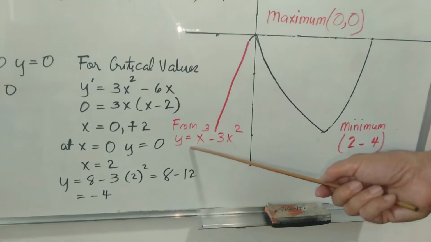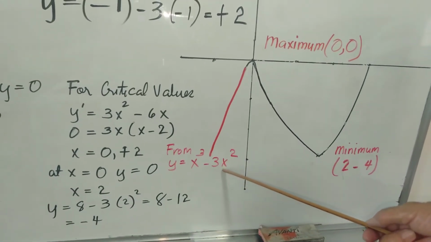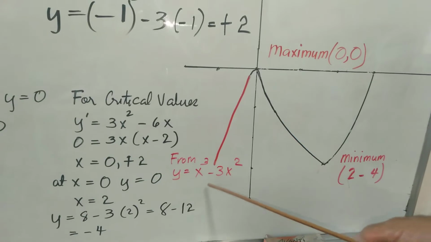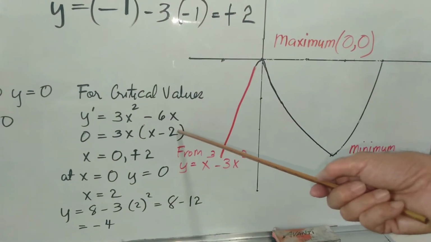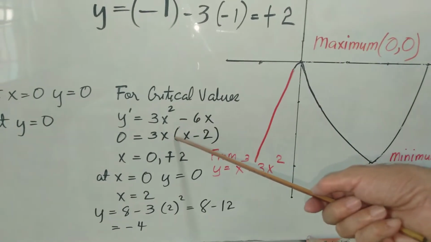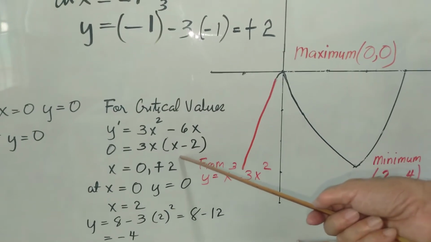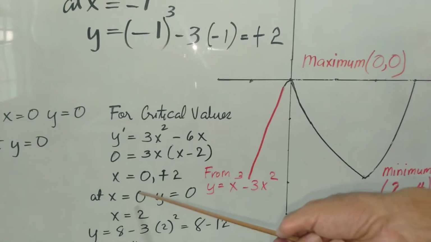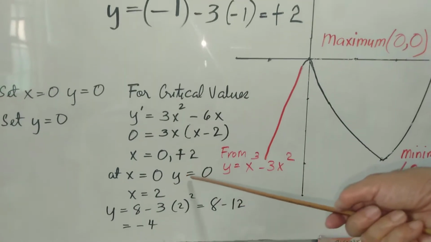For critical values, again, we differentiate this given equation, x cubed minus 3x squared. If we differentiate that, we get y prime equal to 3x squared minus 6x. And then we factor out 3x, and what remains is x minus 2. So we have two values: x equal to 0 and positive 2. At x equal to 0, y will be equal to 0.